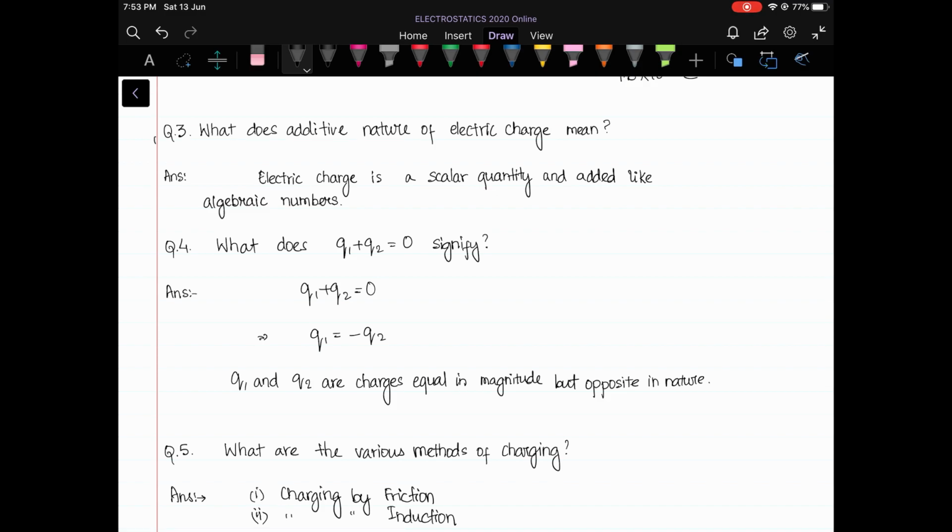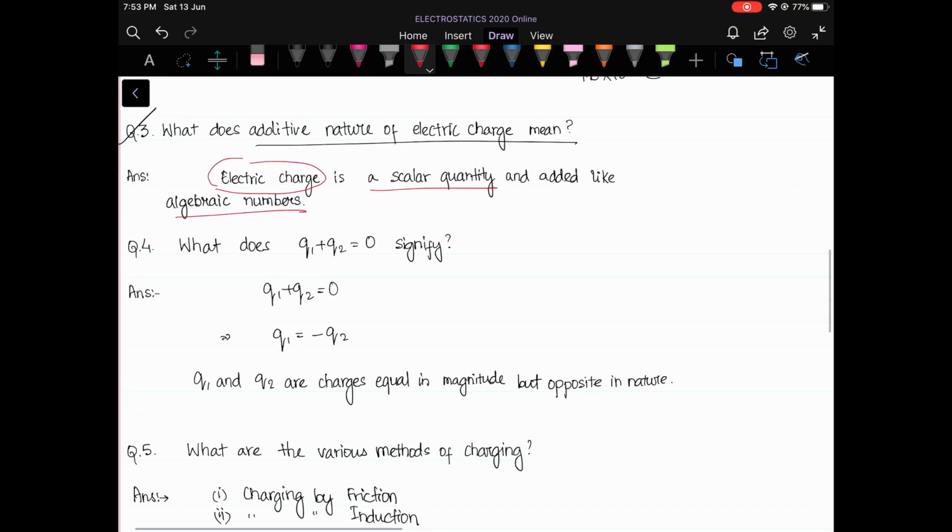Okay, next question is, what is meant by additive nature of electric charge? We know electric charge is a scalar quantity, and just like other scalar quantities, we can add them like algebraic numbers. Like if a body has a charge of plus 2 coulombs, it also has a charge of minus 2 coulombs, plus 5 coulombs, plus 10 coulombs. The total charge in this body will be simply the algebraic sum of all these charges. Hence, this property we call the additive nature of electric charge.